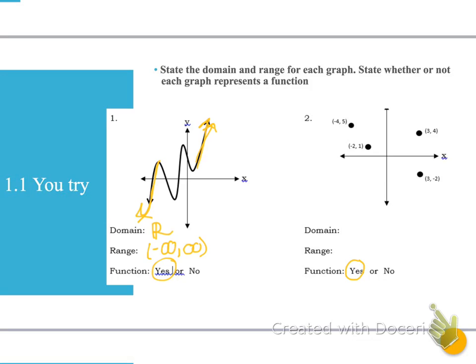Okay, if I just have plotted points, all I need is my x equals all of my x values, so -4, -2, 3, and 3, and then range would be all of my y values, so 5, 1, -2, and 4. And actually, my 3's repeated, so it is not a function. That should have been no.